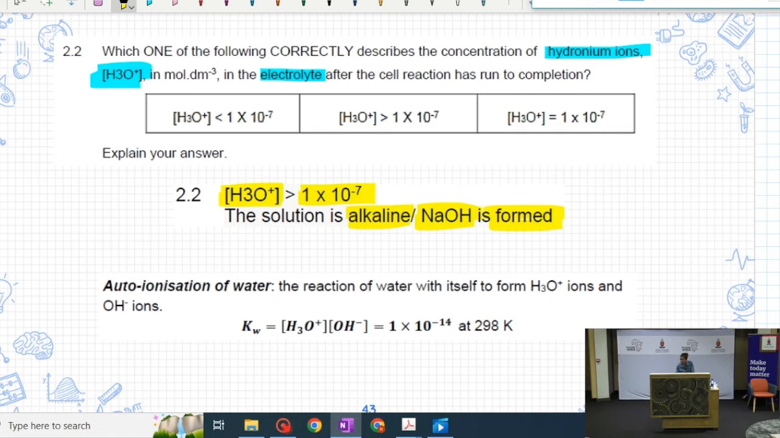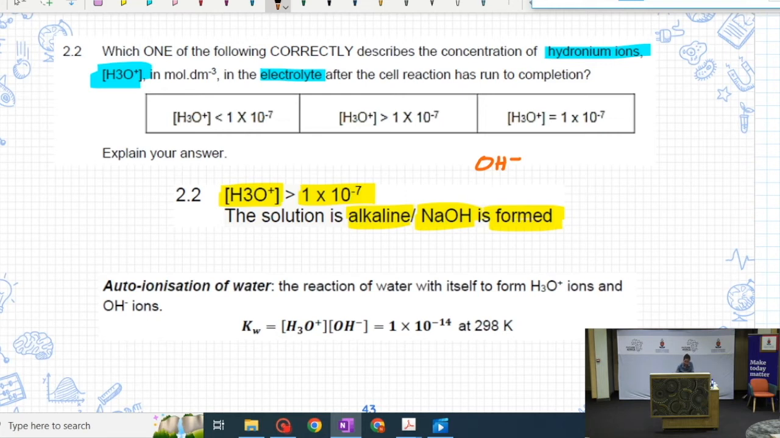We have produced, remember, we have a base. So we have produced a whole lot of OH minus. If we are producing a whole lot of OH minus, is the pH going to be high or is it going to be low? It's going to be high.